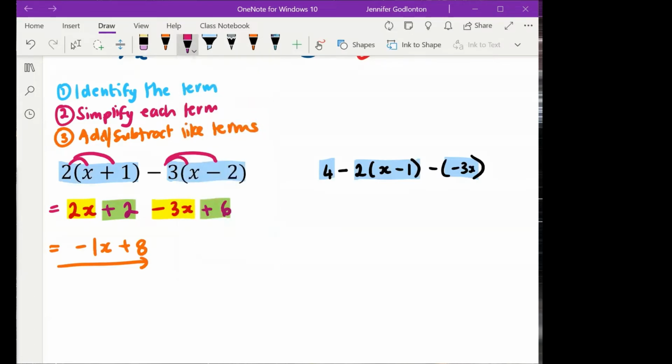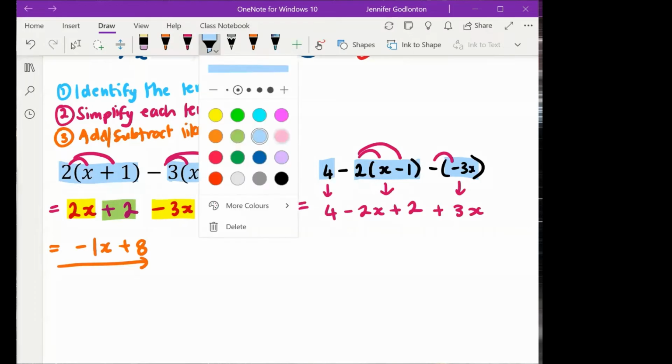Now, this 4 is a term by itself. There's nothing I can do to it. It's just going to be a 4. This term, I need to multiply my negative 2 in. So I'm going to get negative 2x plus 2. That's this term. My last term, I've got a negative and a negative, which is going to become a positive. So I'm going to get a positive 3x. And now I have simplified all of my terms.